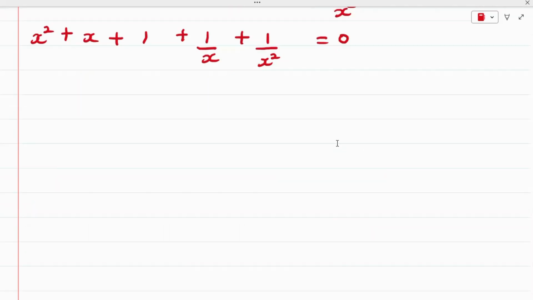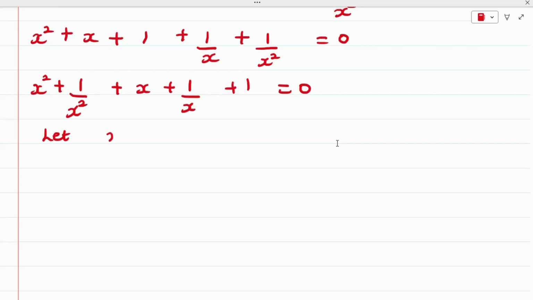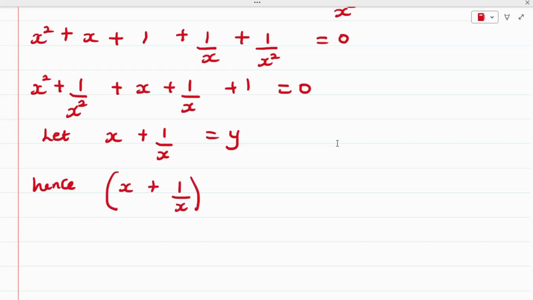So rearranging this, we have x squared plus 1 over x squared plus x plus 1 over x plus 1 is equal to 0. So the next thing we want to do is to say, let x plus 1 over x be equal to y. Hence, we have that (x plus 1 over x) all squared is equal to y squared.